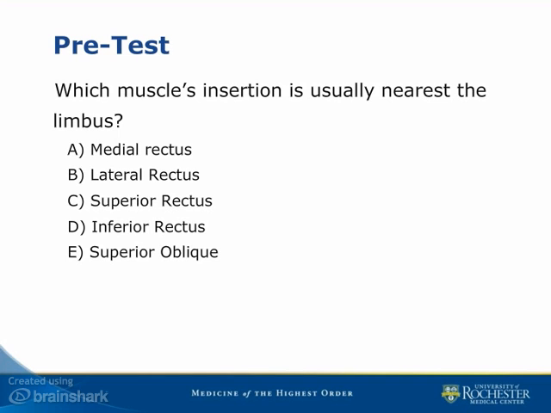As we go through, we'll have a number of assessments during the quiz and review them at the end. So read over this, come up with your conclusion. You'll see the answers in the next few slides. This deals with the distance of the muscle's insertion from the limbus, and which muscle's insertion is usually nearest the limbus: the medial rectus, the lateral rectus, the superior rectus, the inferior rectus, or the superior oblique. Feel free to pause, come up with your answer, and review over the next couple of slides.